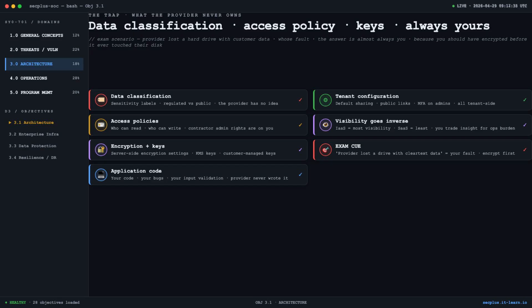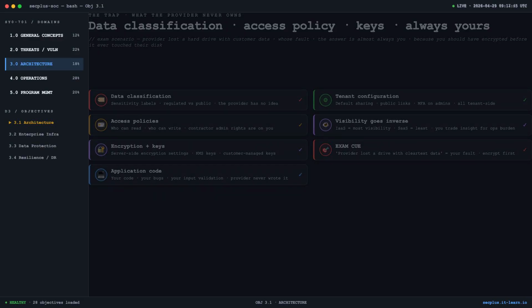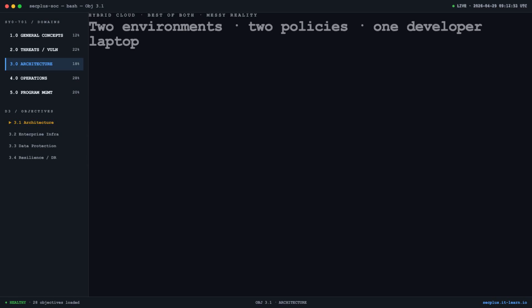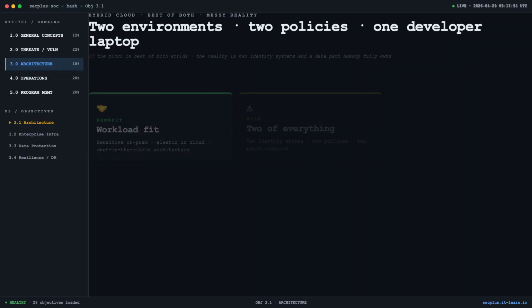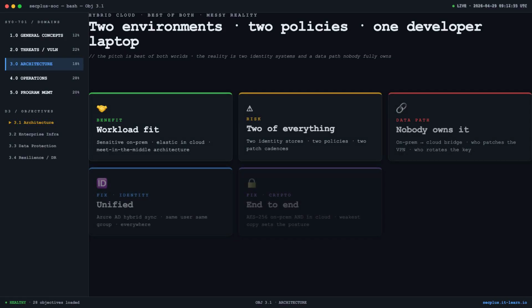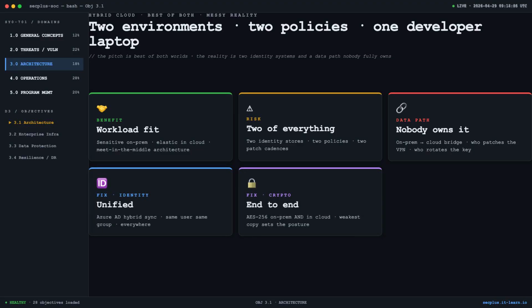Hybrid cloud is the in-between. On-prem plus 1 or more cloud environments stitched together. The pitch is the best of both worlds. The reality is 2 environments, 2 policies, 2 sets of identity, and a data path between them that nobody fully owns. The fix is unified identity. Azure AD Hybrid Sync is the textbook example, and consistent encryption end-to-end. If your on-prem encrypts at AES 256 and your cloud copy lives in clear text on a developer laptop, the hybrid posture is only as strong as the laptop.